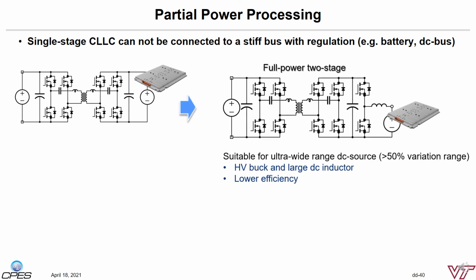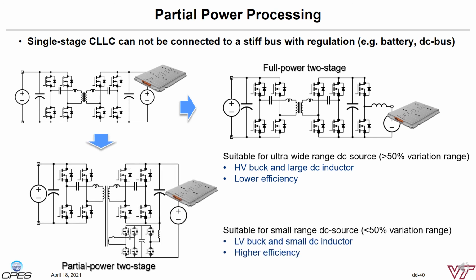In this case, there are two options. The straightforward option is to stack a second stage buck converter. It offers the benefit of a large voltage regulation range. However, all the power has to run through the buck converter, leading to lower efficiency. Also, the high voltage converter will create a large DC inductor and large EMI noises.